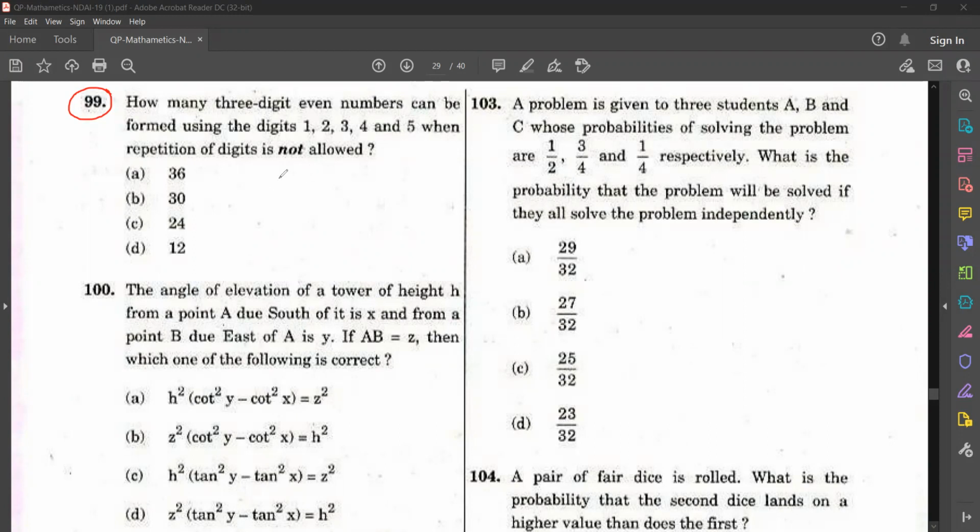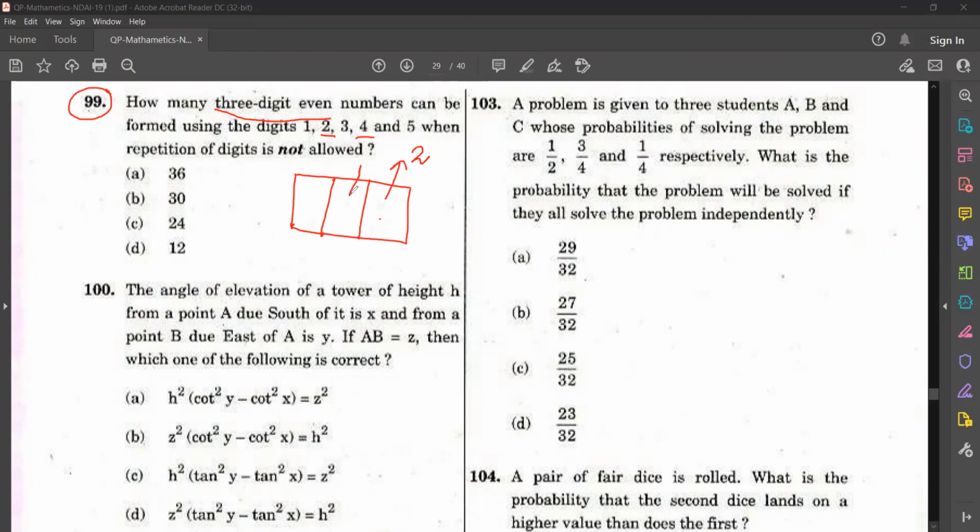Okay, so how to do this? Have you got the answer? Please comment your answers. You have to get 3-digit even numbers, isn't it? It should be even, so what can come in the units place? 2 or 4. So how many possibilities in this place? 2, because either 2 or 4 can come here.